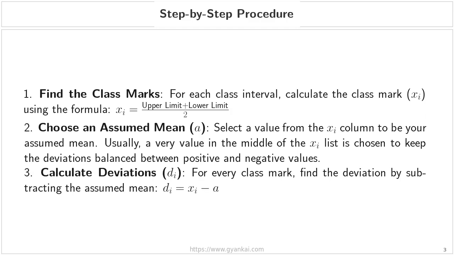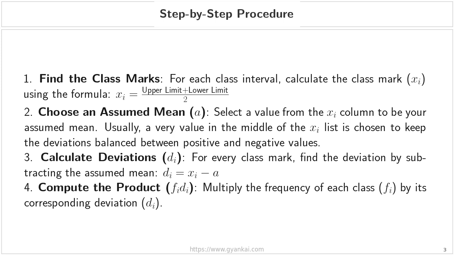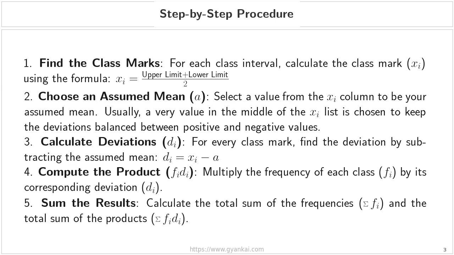Third, we calculate the deviations, represented as d sub i. For every class mark you found in step 1, subtract your chosen assumed mean from it. So, d sub i equals x sub i minus A. Fourth, we need to compute the product, which is f sub i times d sub i. This means you take the frequency of each class, which is f sub i, and multiply it by the deviation we just calculated.